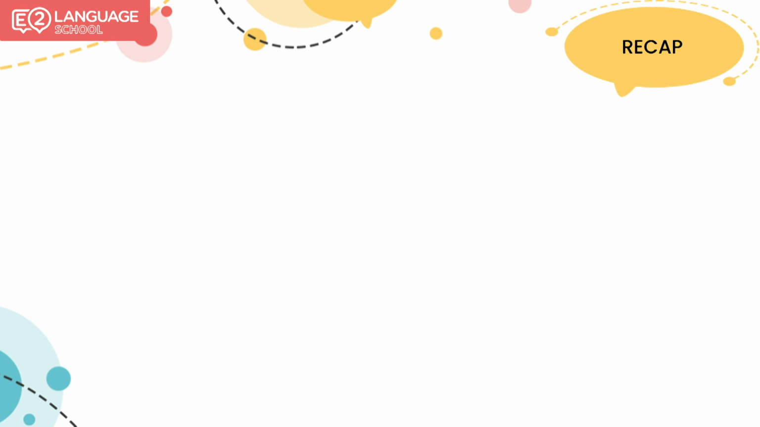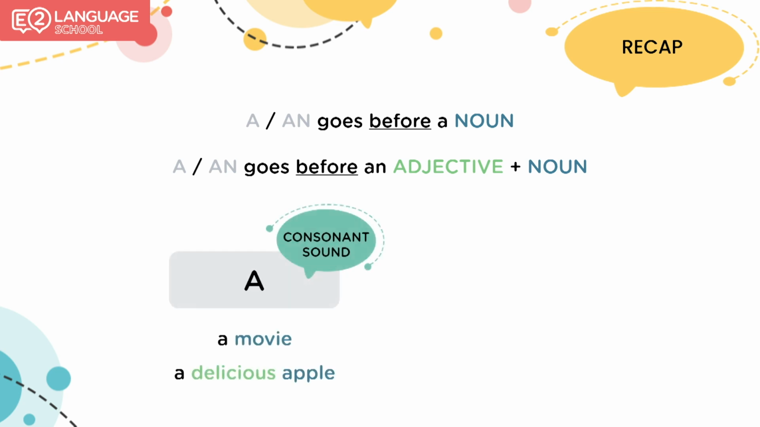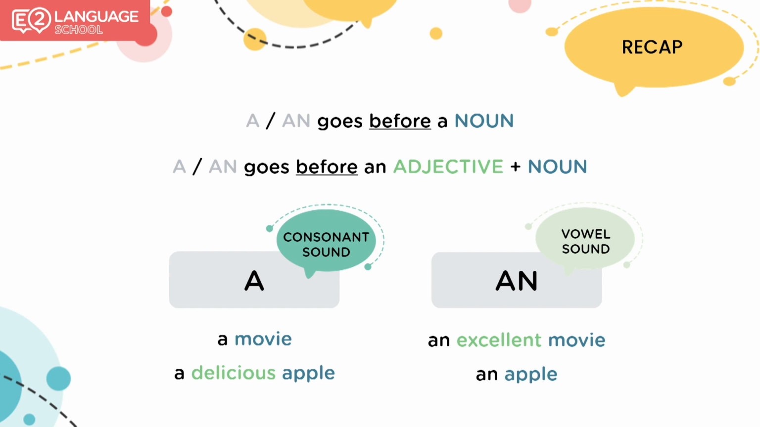Now for the sentence rules, a and an go before a noun, and they go before an adjective followed by a noun. Moving on to the sounds now. A, we always use with consonant sound nouns, so a movie, like that. Or if the adjective starts with a consonant sound, then it would be a delicious apple. And for vowel sounds, so an excellent movie. So here, excellent, the adjective, is the vowel sound. And an apple.